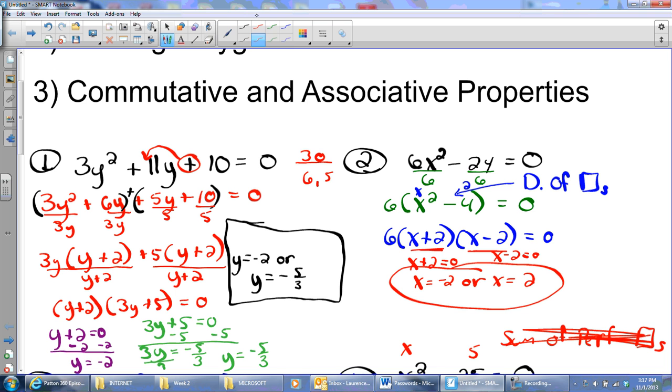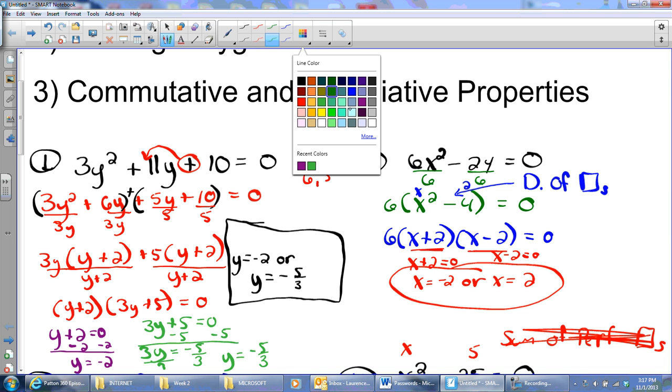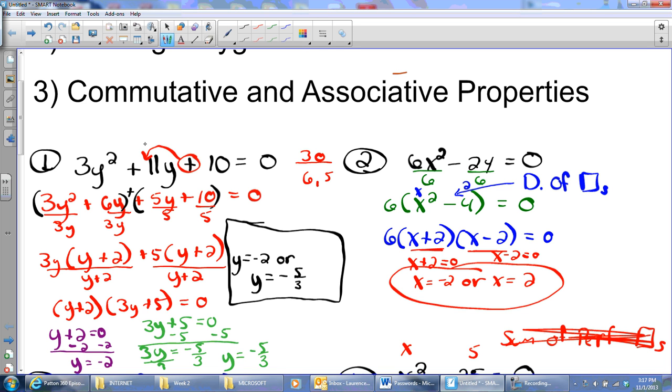Okay, now we need to talk about naming. Let's see here. This first one, well, let me get a good color here, something I haven't used, something that stands out. Yeah, how about this brown? That'll look good. Okay, so this one here has 3 terms, so it's a trinomial, right? And the highest power is 2. This is a quadratic trinomial.